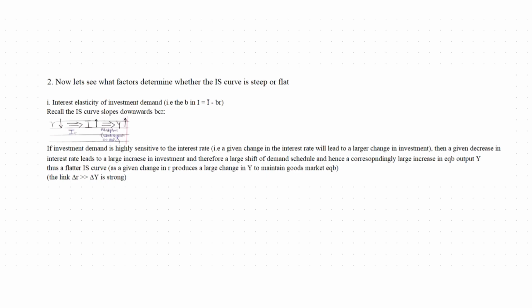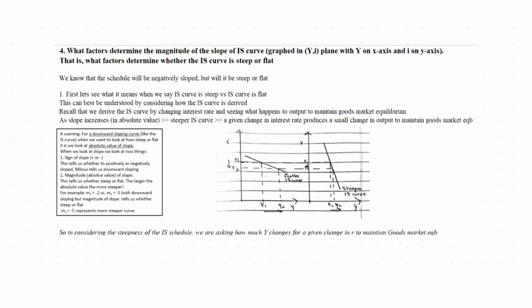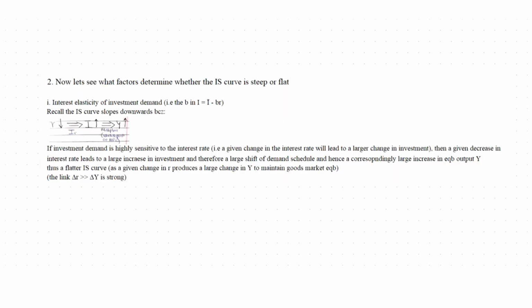The link delta R to delta I is strong, right? This link is strong now. Because remember, a flat IS curve means that a given change in interest rate produces a large change in Y. And when b is high, then a decrease in R produces a large change in investment, which produces a correspondingly large change in Y. So a given change in R produces a large change in Y to maintain goods market equilibrium. Hence, we get a flatter IS curve.